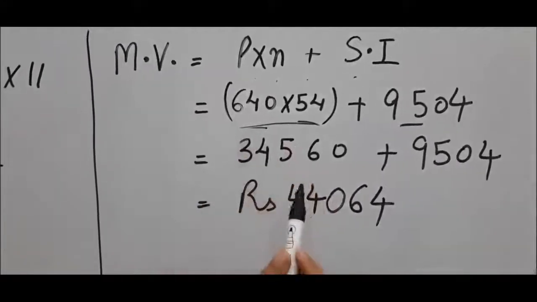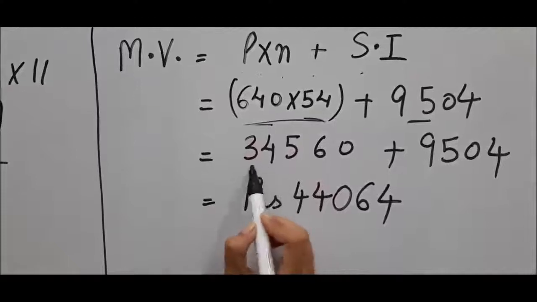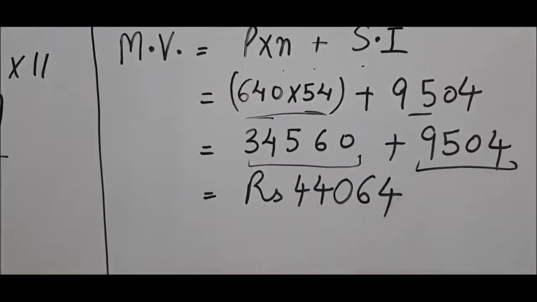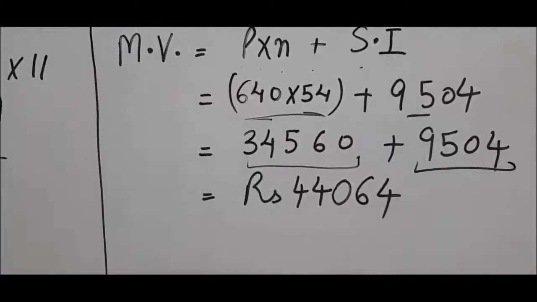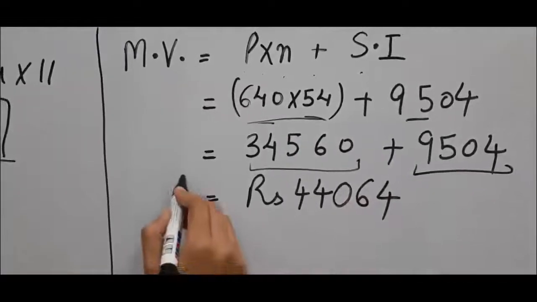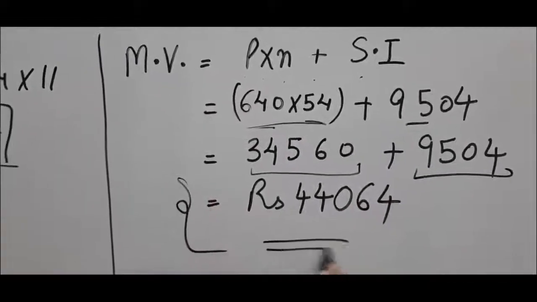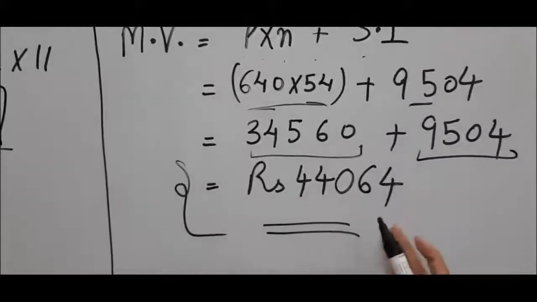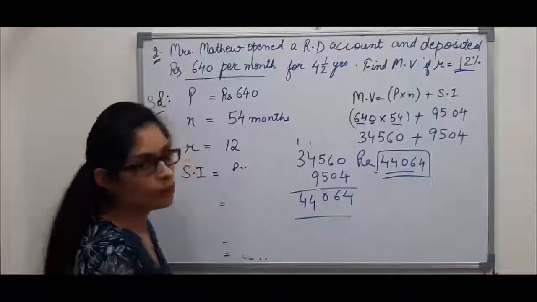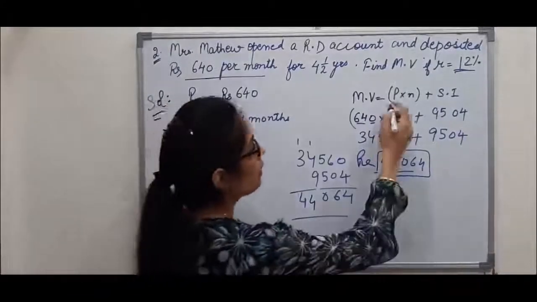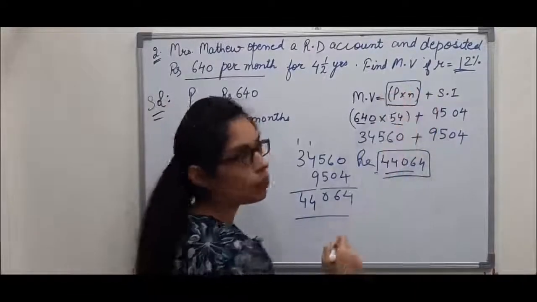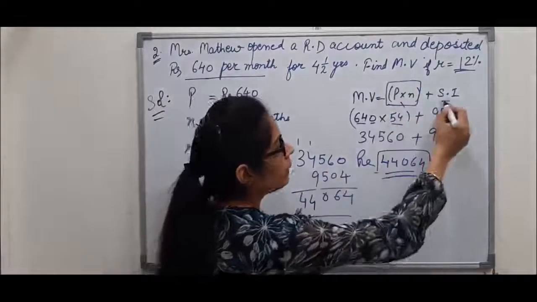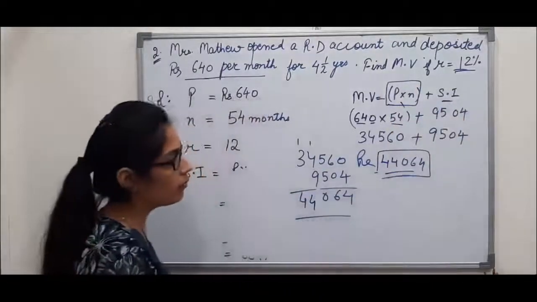On multiplying, I got this value. This I added with 9,504, which is my simple interest. So after doing all the calculation, I got my maturity value equals to 44,064. So maturity value means, see, this is the amount which I have already deposited from my account per month I was doing. Simple interest is the extra amount which I have got.